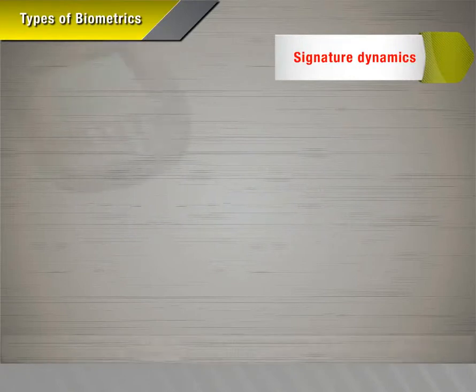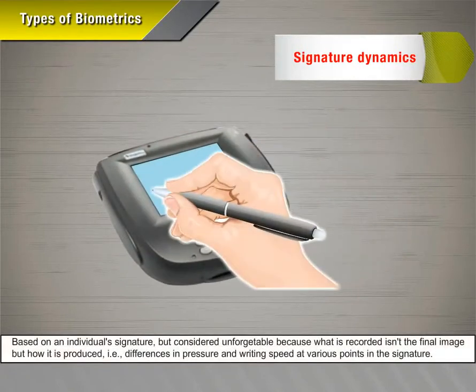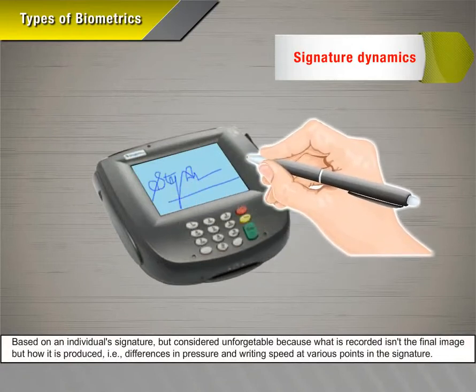Signature dynamics. Based on an individual's signature, but considered unforgettable because what is recorded is not the final image but how it is produced, that is, differences in pressure and writing speed at various points in the signature.